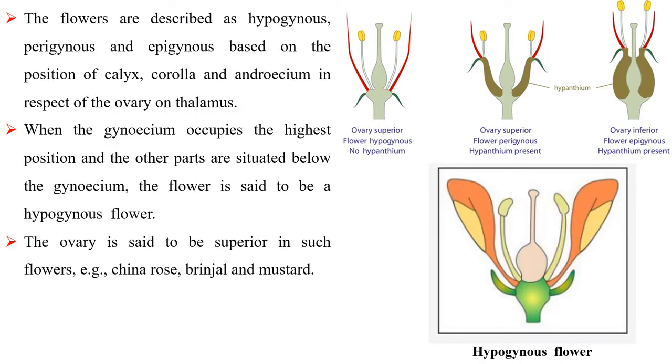The flowers are described as hypogynous, perigynous, and epigynous based on the position of calyx, corolla, and androecium in respect of the ovary on thalamus. When the gynecium occupies the highest position and the other parts are situated below the gynecium, the flower is said to be a hypogynous flower. The ovary is said to be superior in such flowers, example China rose, brinjal, and mustard.